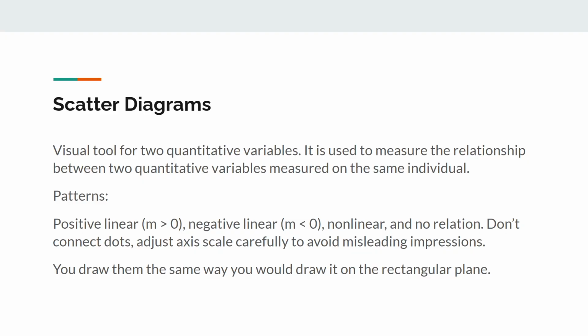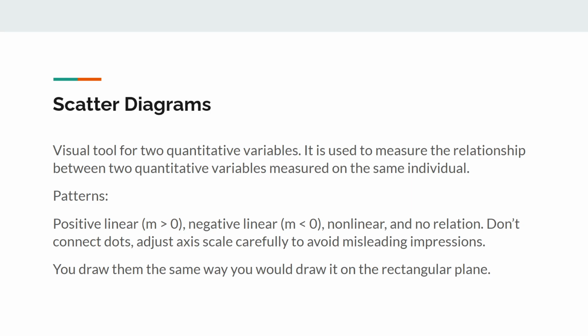So the explanatory variable always goes on the x-axis. First we have to understand what scatter diagrams are, and it's a visual tool for two quantitative variables. And we say quantitative because you can't really measure trends without numbers or numerical values. It's used to measure the relationship between two quantitative variables measured on the same individual.